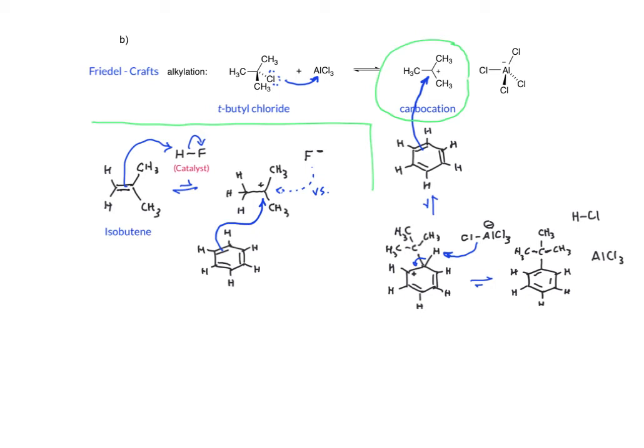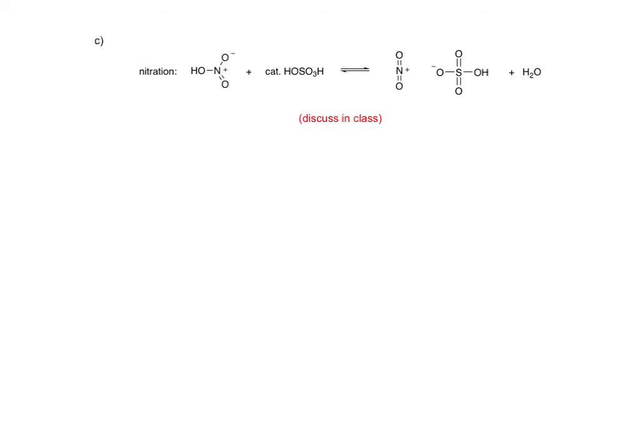Turning to the next page of the worksheet, the nitration of benzene is one of the commercially most important ways of introducing nitrogen onto an aromatic ring. The classical nitration uses nitric acid in the presence of a catalytic amount of sulfuric acid.